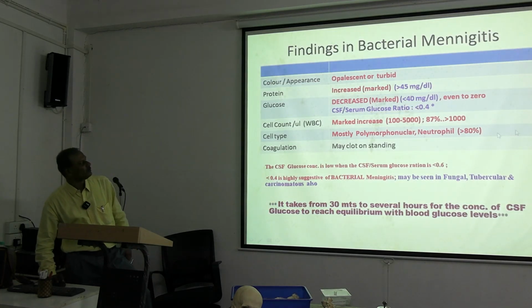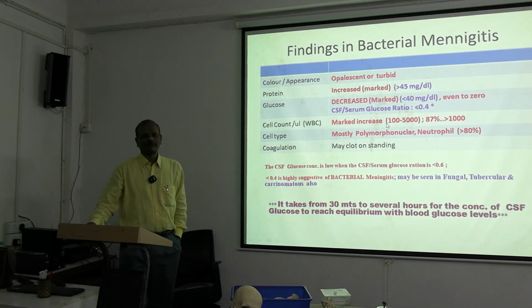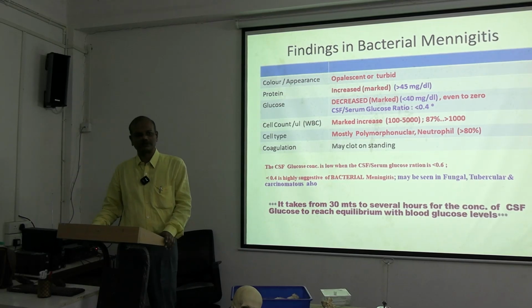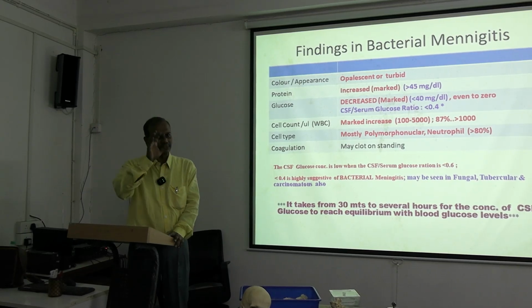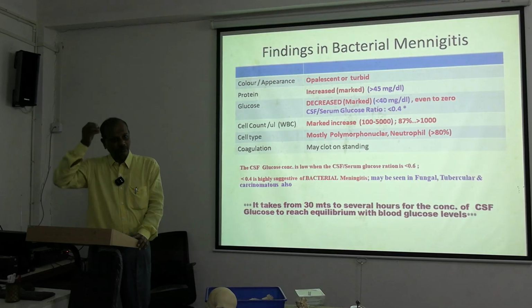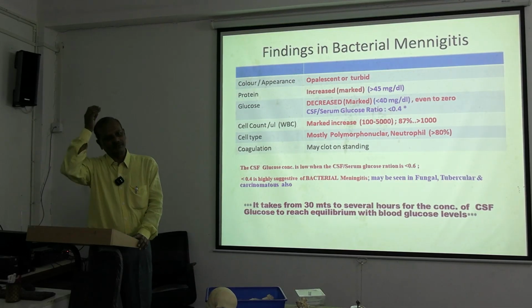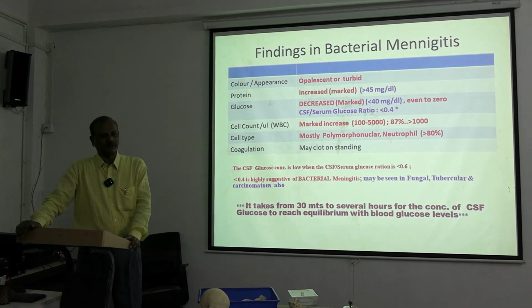So bacterial meningitis, what will be the finding? It will be opalescent and turbid, never normal. Protein count will always be higher. Glucose count will be remarkably decreased because the bacteria will consume glucose for its own survival. In that small amount of glucose present in the CSF, the bacteria will start consuming, and if the amount is very high, it can reduce the level to 0. In fact, I have got 2 cases in my life, 0 glucose level in CSF.